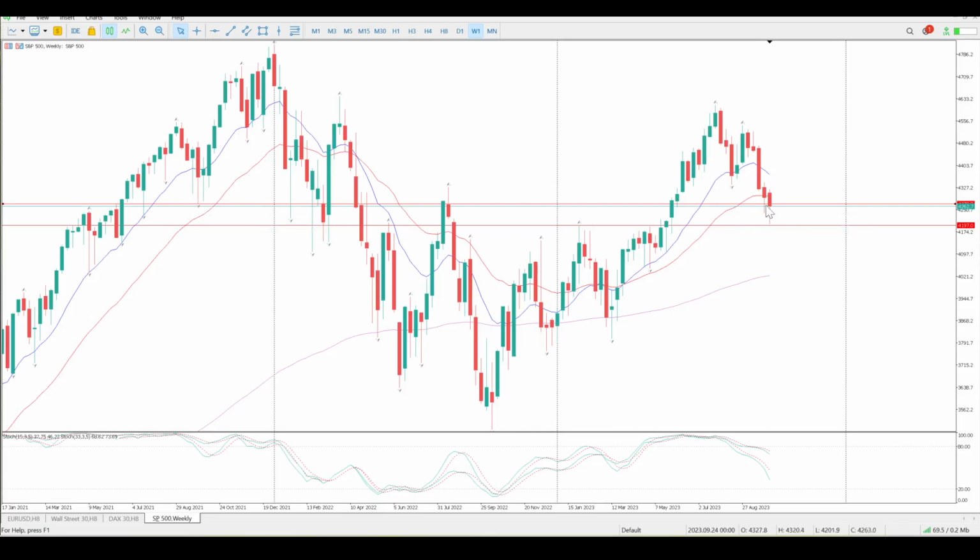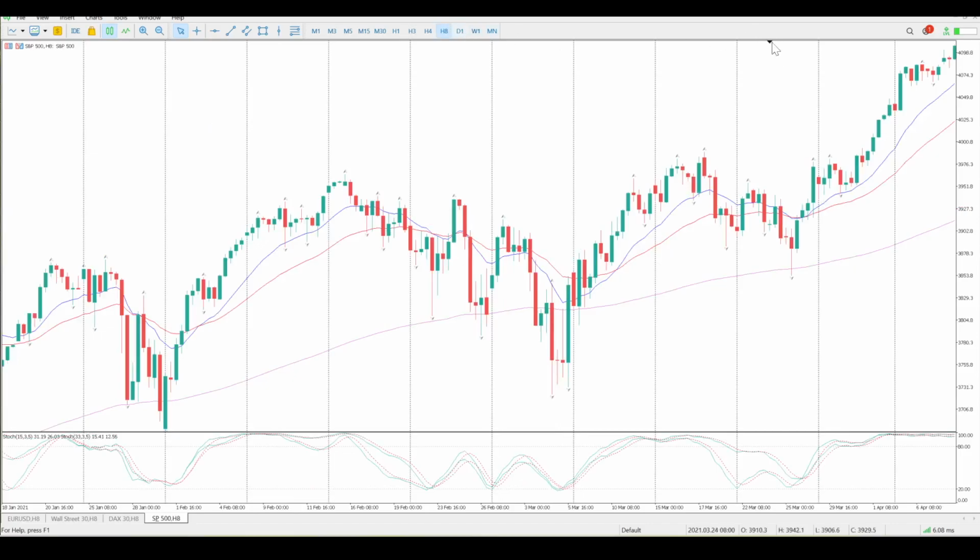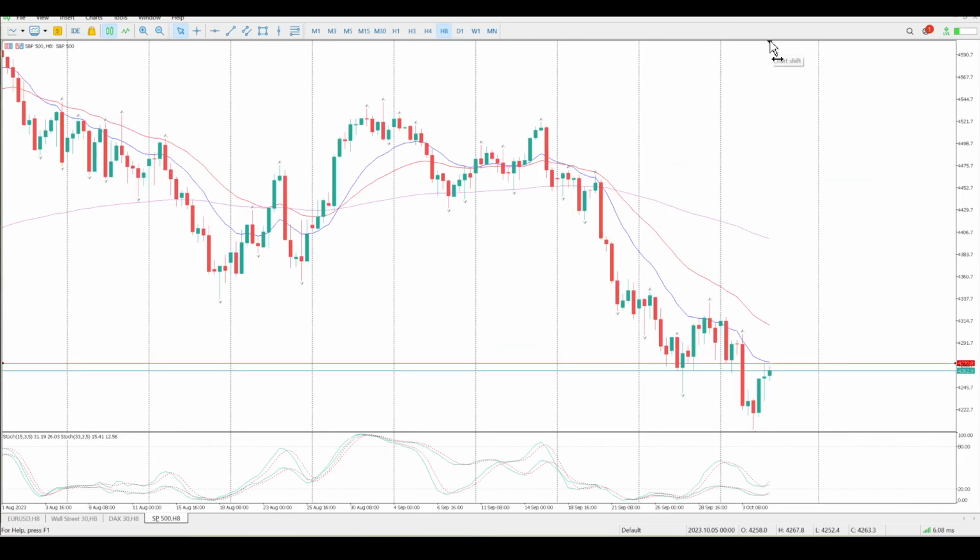So the big question is, if this weekly bar closes above 42.70, then we have a fairly interesting setup, because that could be a retest of this zone that happened in 2021. So that is the long-term view. It's not to say that that's what we should be doing today.